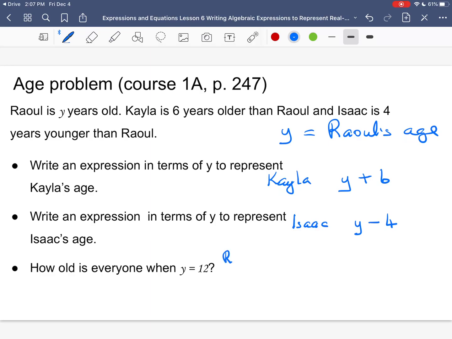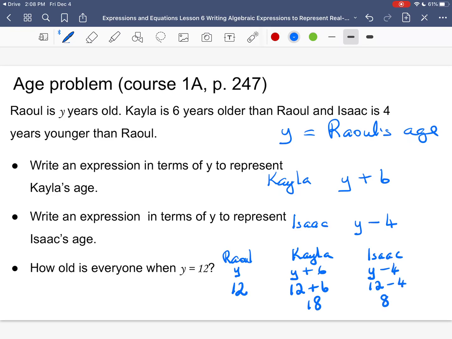So I'm going to set it up. Raoul. He's Y, so he's 12. Kayla, Y plus 6, and so she's 12 plus 6, so she's 18. And Isaac is Y minus 4, so 12 minus 4 means he's 8. So Raoul is 12 years old, Kayla is 18 years old, and Isaac is 8 years old.